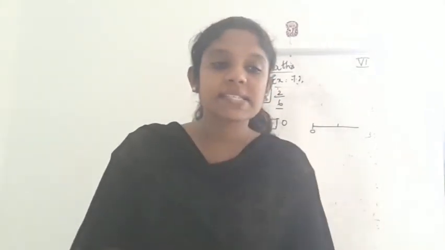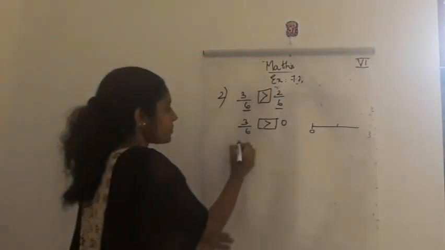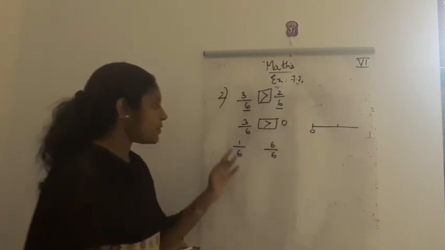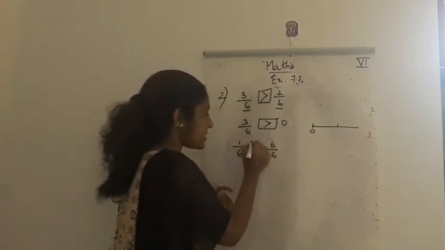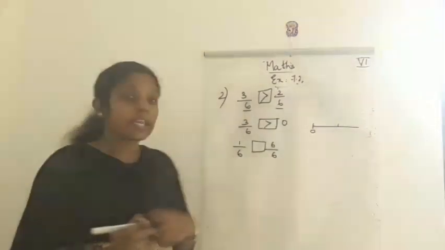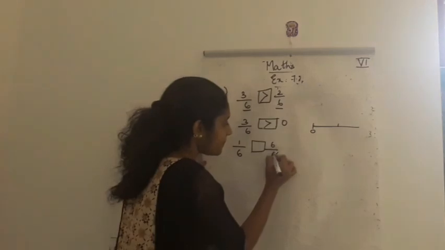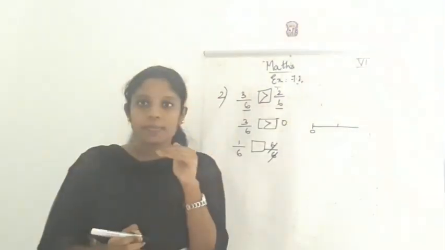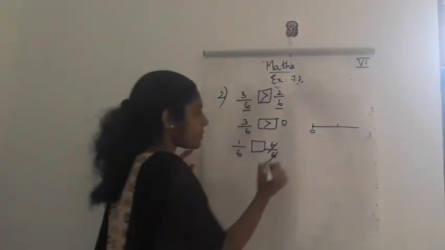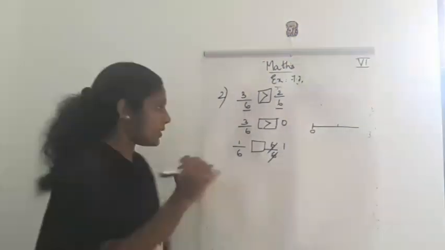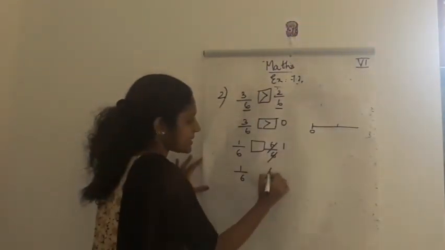Now the third question is 1 by 6 and 6 by 6. When you look here, you can see 1 by 6 and 6 by 6. 6 by 6, what can we do? We can simplify it, cancel it, and 6 by 6 is equal to 1. Okay, 1 by 6, 6 by 6.